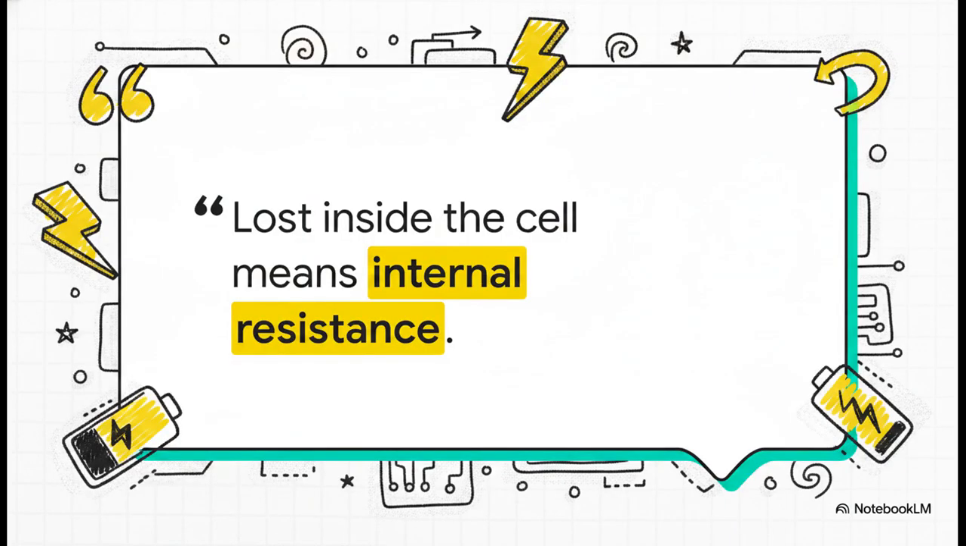Now let me give you a quick cheat code for the exam hall. When you're sitting there and the clock is ticking down, you need quick mental triggers. So whenever you see the phrase lost volts or voltage lost inside the cell on a test, I want your brain to immediately scream internal resistance. Seriously, linking the word lost directly to internal resistance is going to save you so much time on future exams. It's a tiny phrase, but remembering that lost inside the cell means internal resistance is a real game changer.